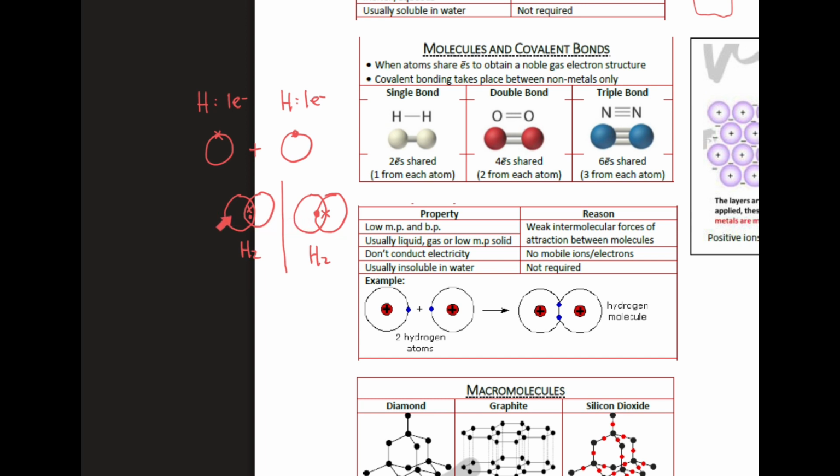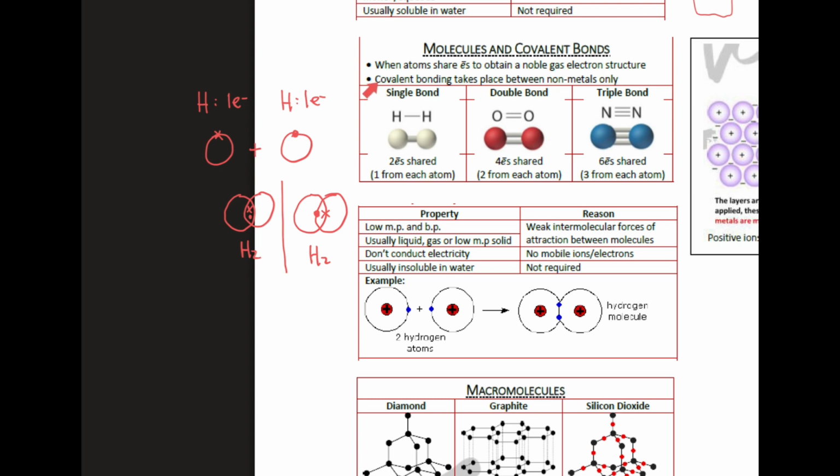When they share electrons, they achieve the noble gas electron structure. How? Look at the hydrogen on the left. How many electrons does it have now? 2. 2 is the duplet, same as helium. The hydrogen on the right, we count it as having 2 electrons also. So it is a noble gas electron structure, the same as helium. Helium is a noble gas, by the way. That's how they share.